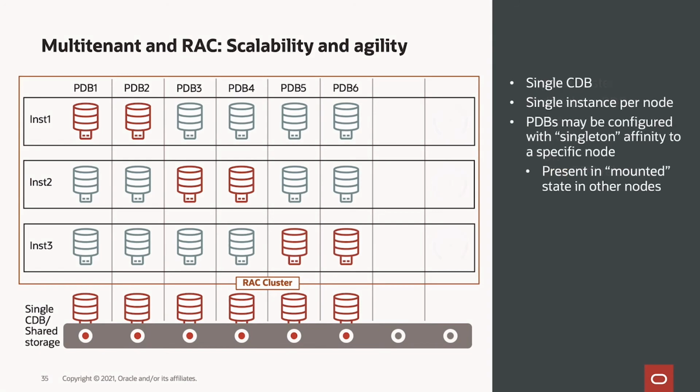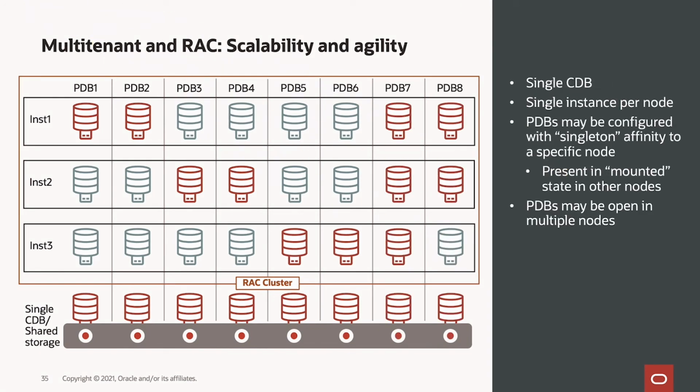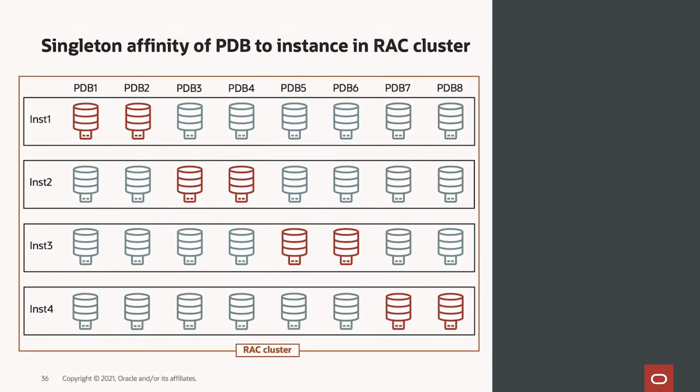So far, we've seen what is described as singleton affinity. In other words, each PDB is open only in a single instance and present only in mounted state in other nodes. It's also possible for a PDB to be open in more than one node, or even all nodes. For example, as we see here, PDB 7 is open on all nodes, and PDB 8 is open in nodes 1 and 2. In general, however, singleton affinity is a very good model to follow, as we shall now see.